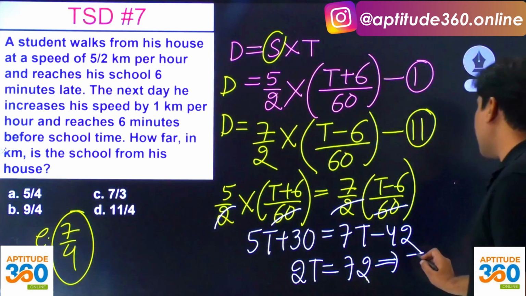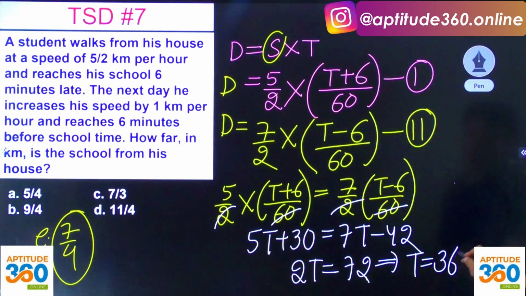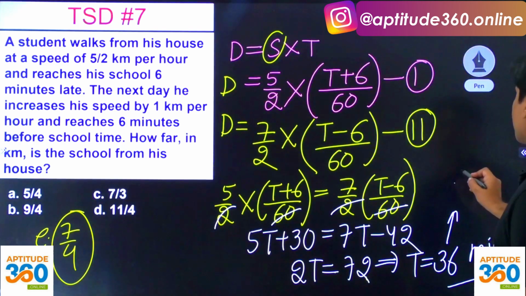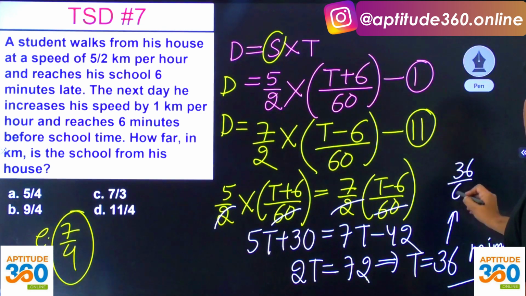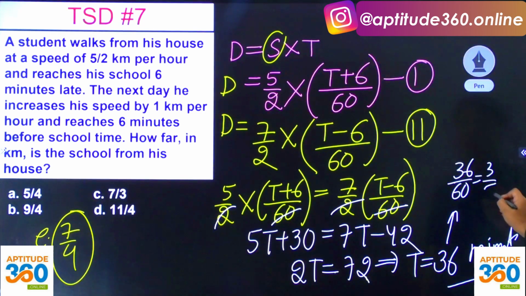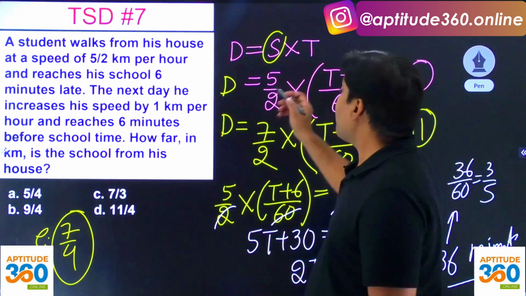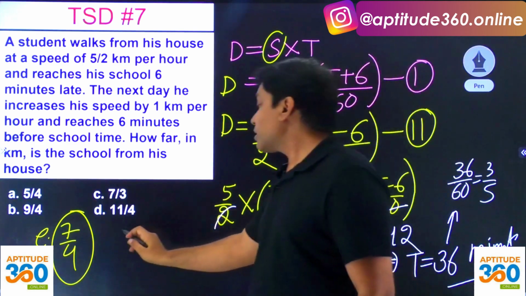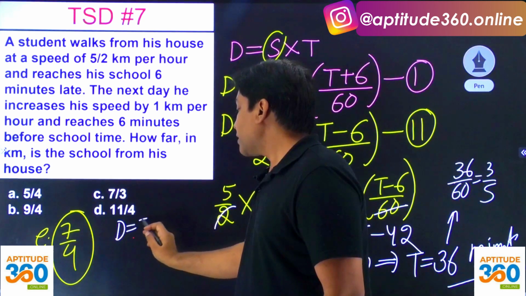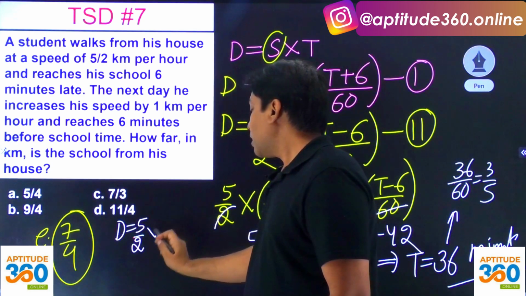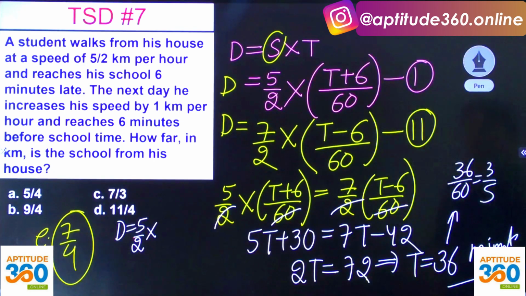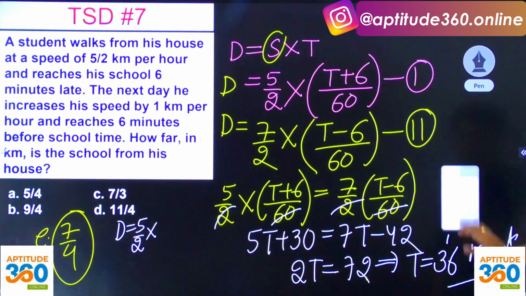The value of t comes out as 36 minutes, right? 36 minutes का मतलब कितना हो गया? If you have to convert this into hour, 36/60, it is 3/5 hours. And problem is asking you what is going to be the distance. आप इसी जगह पे इसको plug in कर दो. So distance is going to be 5/2 into the value of t. Why don't you convert, there is no need to convert this, 36 minutes.